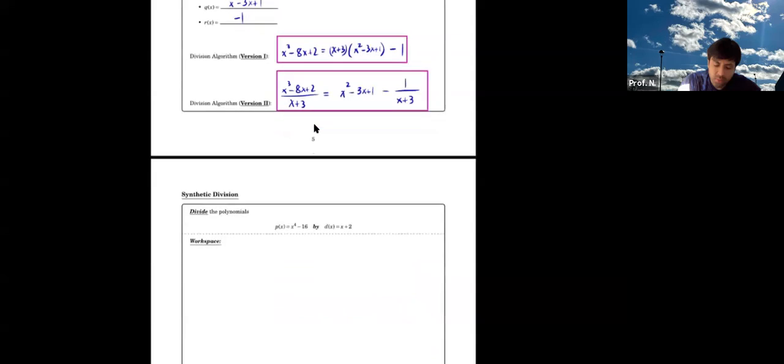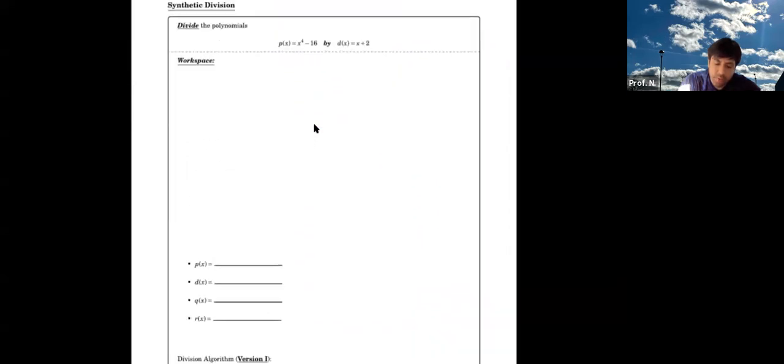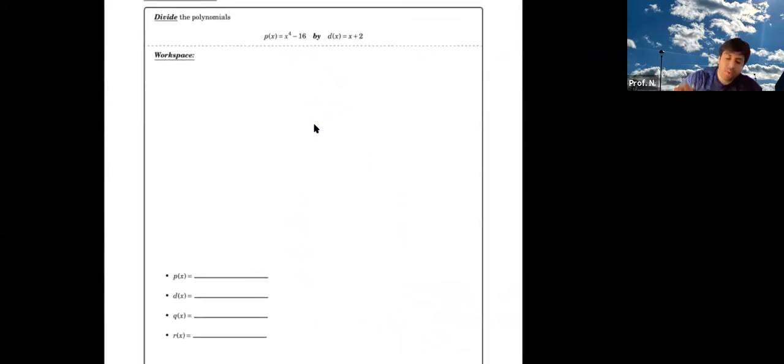All right, so I think there's one more example of this one. Yep, there's one more. And we can do this also really quick. Now look what we have. We have x to the fourth. So the highest power here is x to the fourth. Then we go down, right? X cubed, x squared, x, and then the constant.